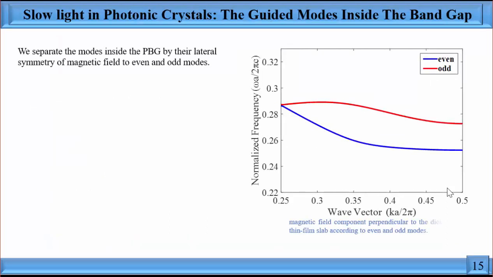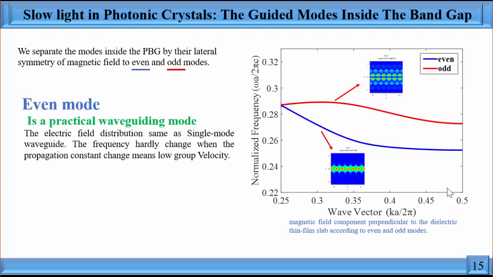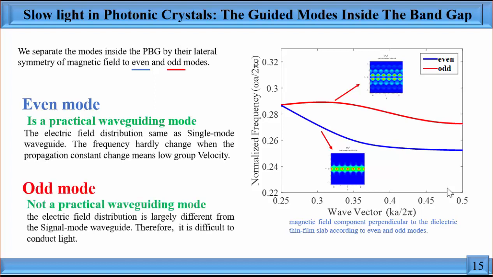Slide 15. The guided modes inside the band gap. We separate the modes inside the PBG by their lateral symmetry of magnetic field into even and odd modes. The even mode is a practical waveguiding mode. The electric field distribution is the same as a single mode waveguide. The frequency hardly changes when the propagation constant changes, which means low group velocity. The odd mode is not a practical waveguiding mode. The electric field distribution is largely different from the single mode waveguide. Therefore, it is difficult to conduct light.